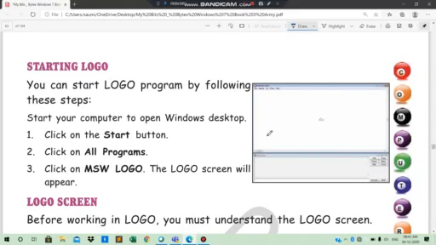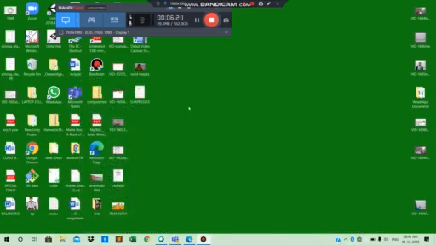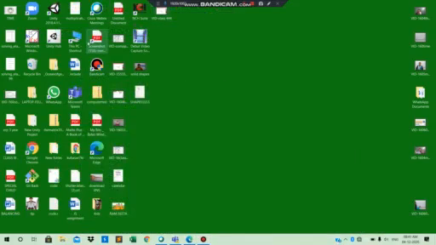Okay, so this is how the Logo screen looks like. So let me open the Logo. Logo is here. Logo यहाँ पे मेरी screen के top पर ही है, तो I can click it here also.